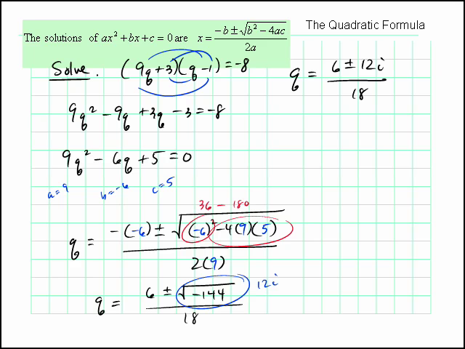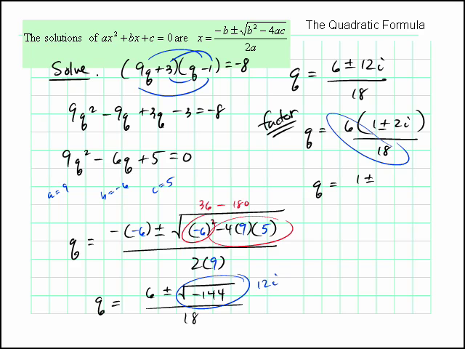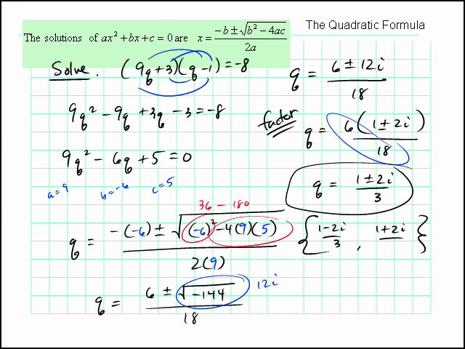Now to simplify this, I'm going to factor the GCF out of the numerator, and I can factor a 6 out of the numerator here. 6 times 1 plus or minus 2i, all over 18. The 6 over 18 will reduce and will give me 1 plus or minus 2i over 3. And those are my solutions. If I write them out separately, 1 minus 2i over 3, 1 plus 2i over 3 are my two solutions.